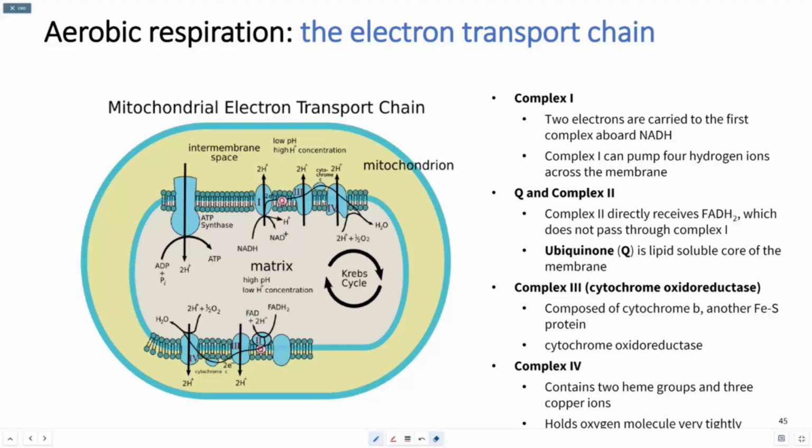Complex number 3 is composed of a cytochrome b complex, and cytochrome b contains an iron bound to a sulfur protein. This is also the enzyme cytochrome oxidoreductase. Complex number 4 contains 2 heme groups and also a copper ion. This is why it can bind oxygen very tightly. So this is shown over here and on the bottom.